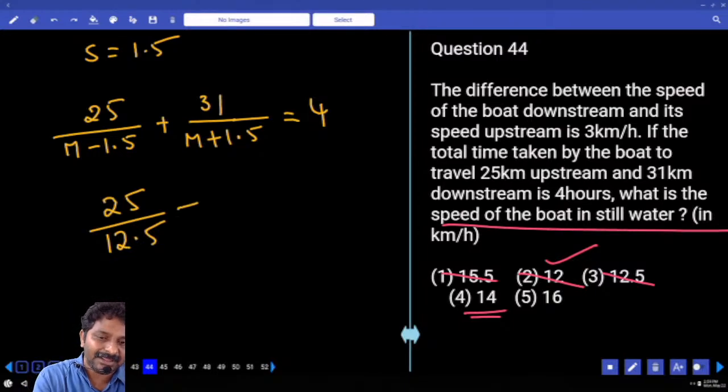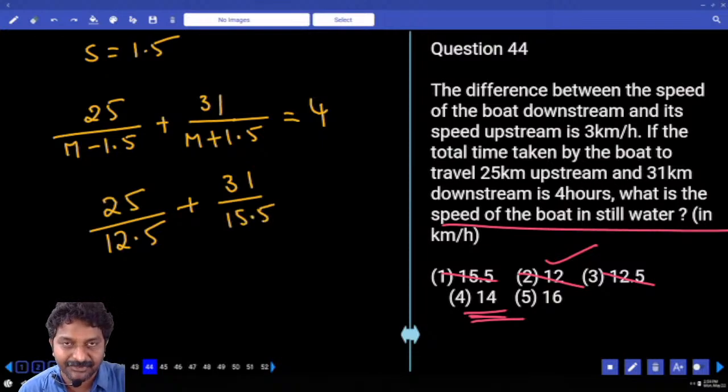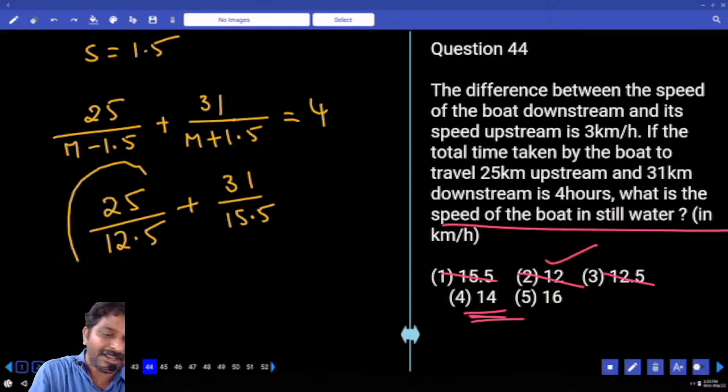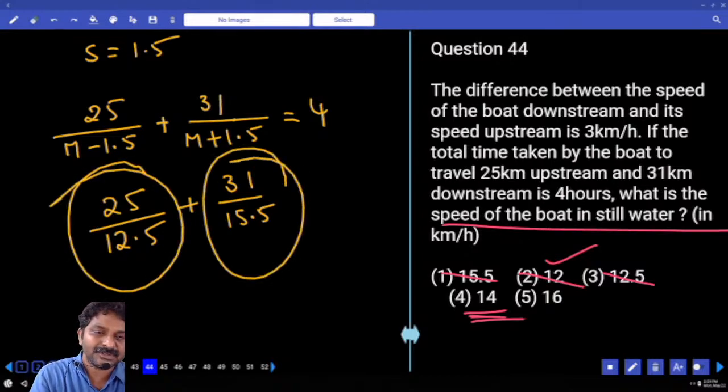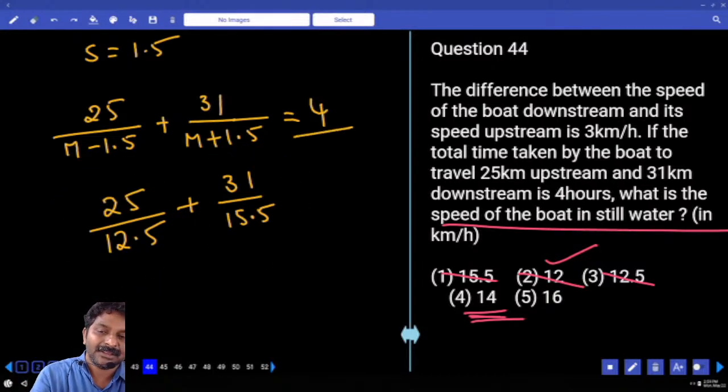I'll verify the remaining part also. 31 by 14 plus 1 and a half, that is 15.5. Can 31 be cancelled with 15.5? Yes. How many times is this? Both together, is that satisfying the equation? The fourth option is the final answer.